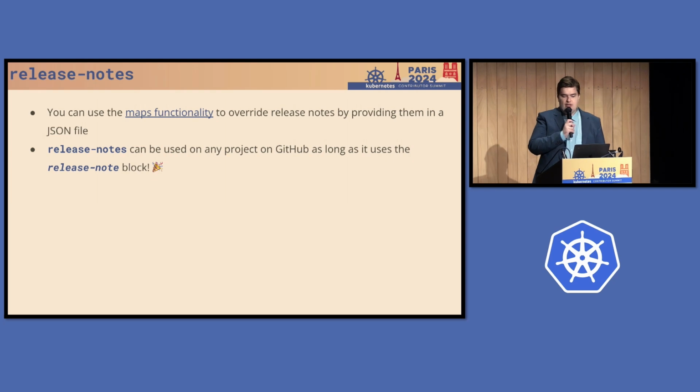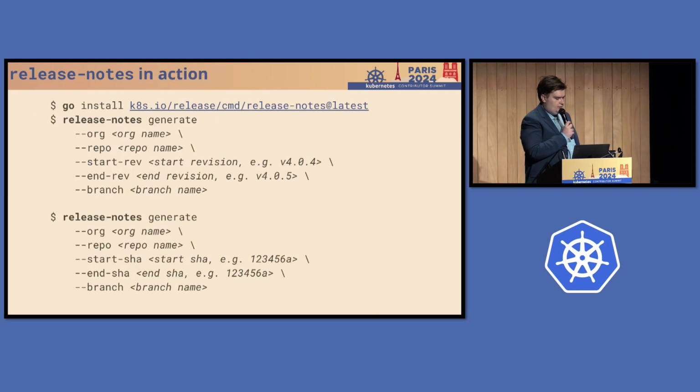And this is a project that can be used on any project on GitHub as long as it uses the release note block. So it's not just to be used by Kubernetes and its subprojects, it's in fact any project on GitHub. And how do you use it? It's very simple. You install the tool, run release-notes generate, provide information, and you get the file with release notes.